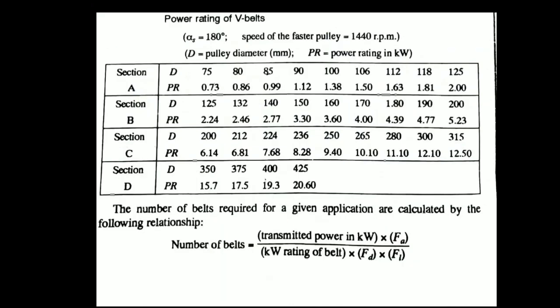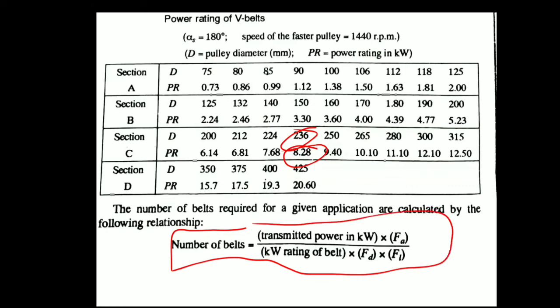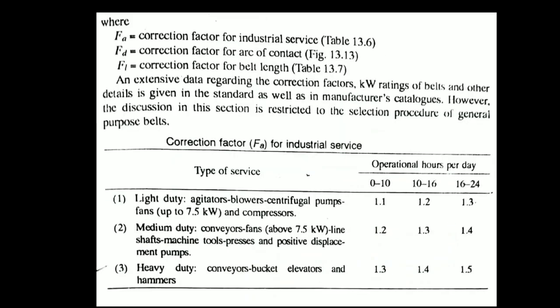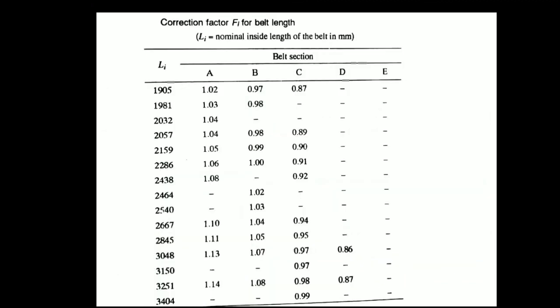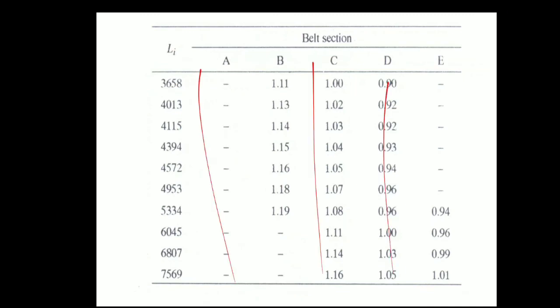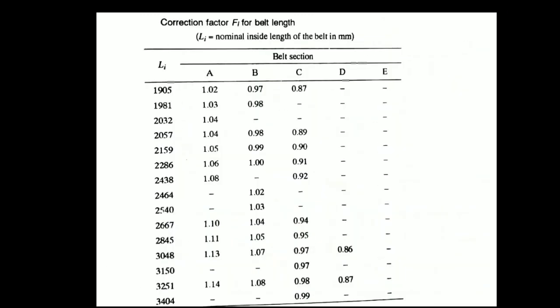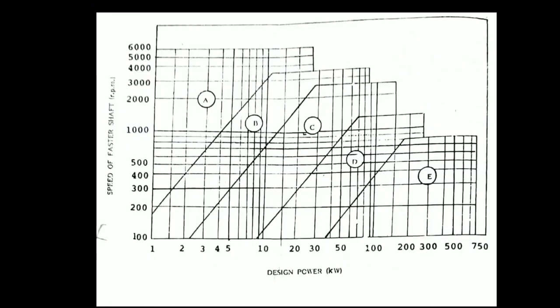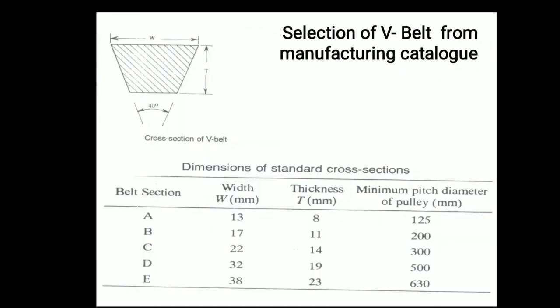Next, the power rating we can find. As I told you, for example, 236 is there and the power rating is 8.28. Therefore, the number of belts for V belt drive is calculated by this formula, with the FA value selected directly from this chart and the Li inside length value selected from this chart. Okay, so this is the procedure for selection of V belt from the manufacturing catalog.